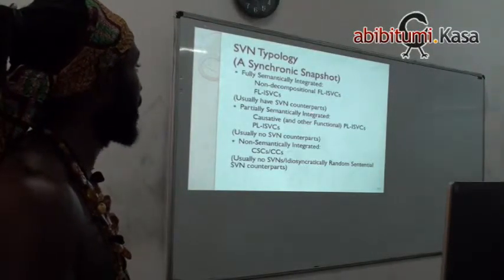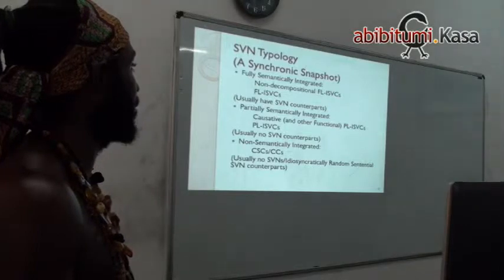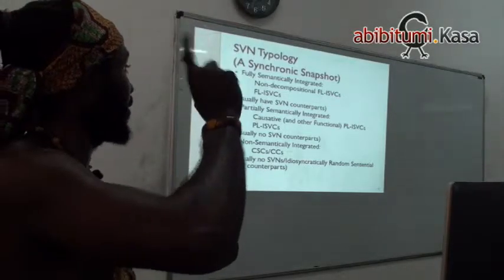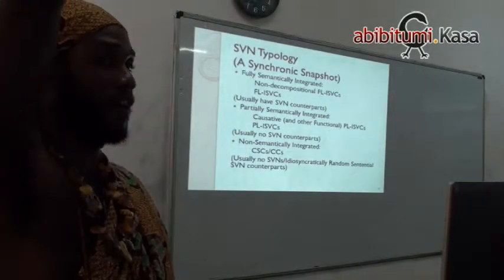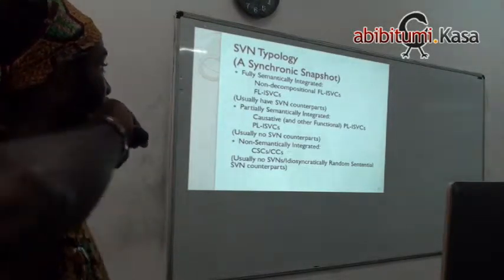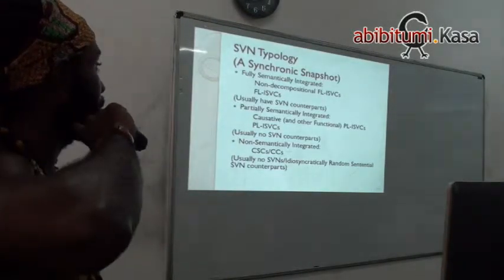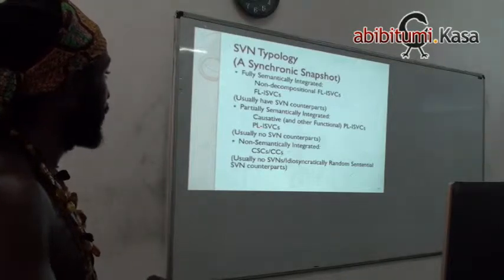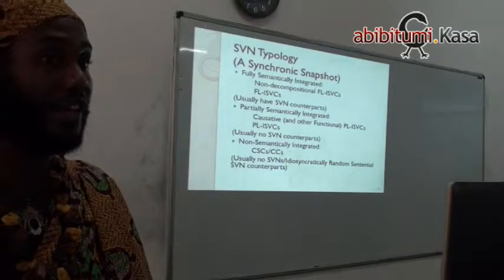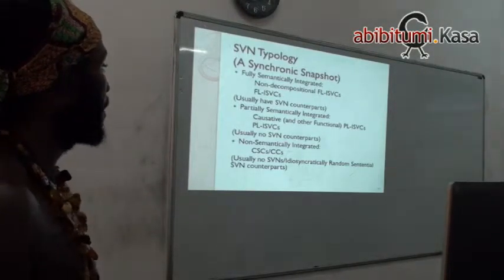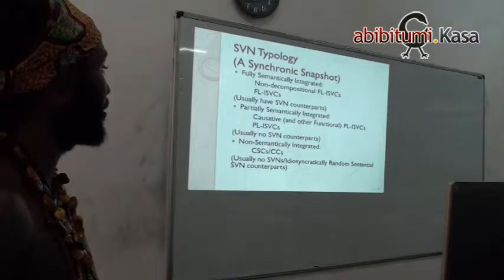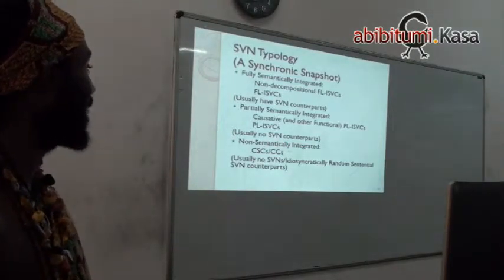Partially semantically integrated, causative and other functional PLISVCs are more semantically integrated. They're not as semantically integrated as the FLs, but they're more semantically integrated than other partially lexicalized ones. And the pattern here is that usually these have no SVN counterparts. All right? Finally, we have non-semantically integrated CSCs or CCs, and usually these have no SVNs.